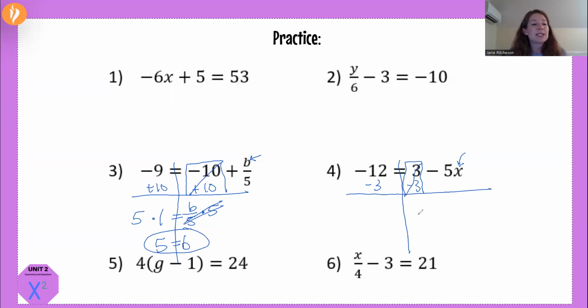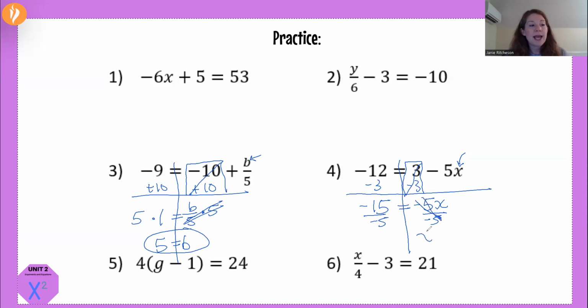So 3 minus 3 is 0. So what do I bring down? I bring down the whole term, -5 times x. Bring down my equal sign. -12 combined with -3 is -15. If you don't believe me, put it in your calculator. All right, what's happening to x? It's being multiplied by -5. The opposite of that is dividing by -5. -5 divided by -5 is 1.